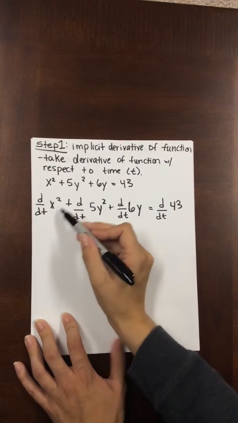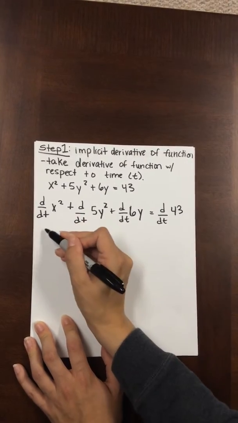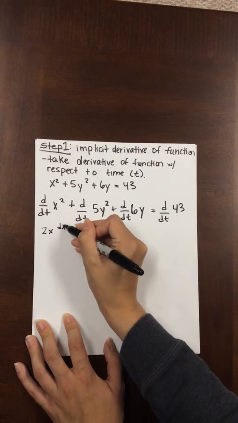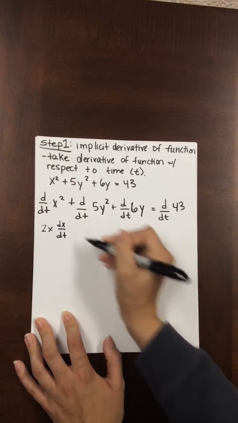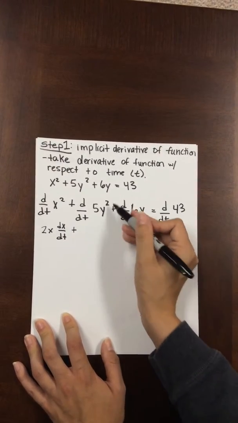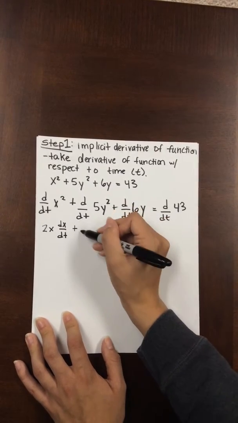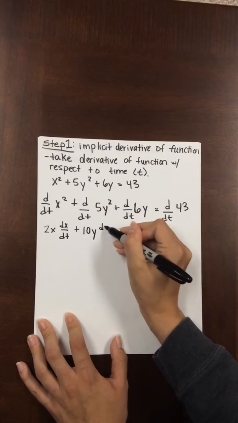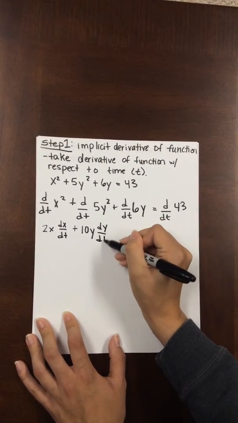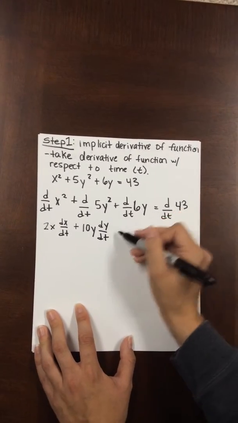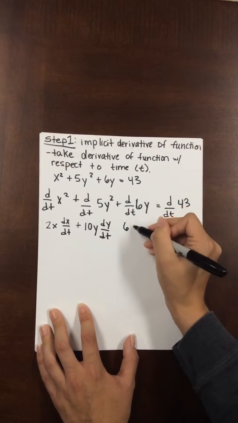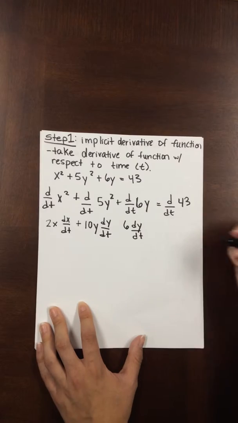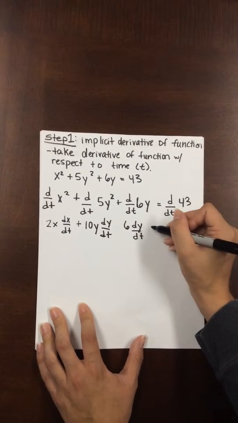Starting with this, we bring down the 2 and have 2x dx/dt, plus, bringing the 2 onto the 5, 2 times 5, so we have 10y dy/dt, and then we just have 6 dy/dt, and then the derivative of any constant is always 0.